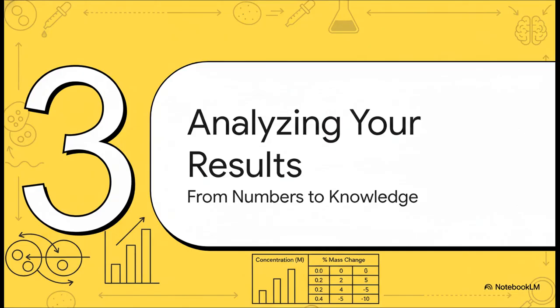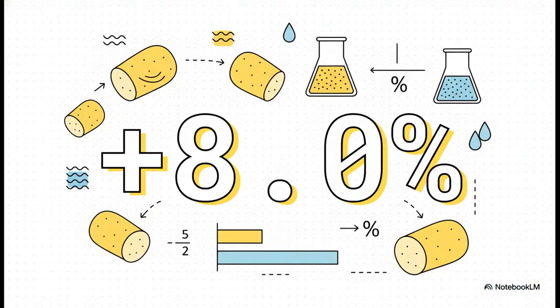So you've done the experiment, you've got a page full of numbers. Now what? Well, this next bit is all about transforming that raw data into actual, meaningful knowledge. This is how we find the story hidden in the numbers. And here's a really important step. We don't just look at the raw change in grams. No, we calculate the percentage change.